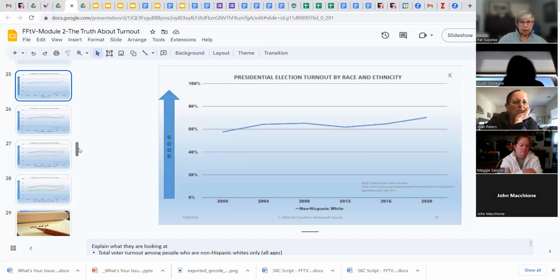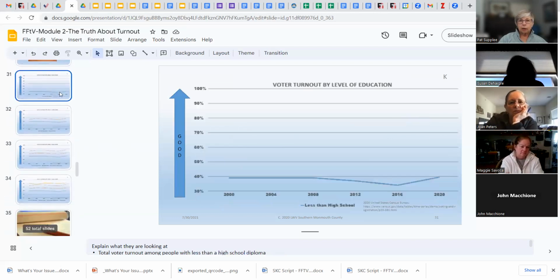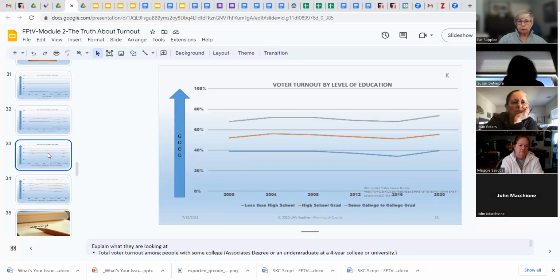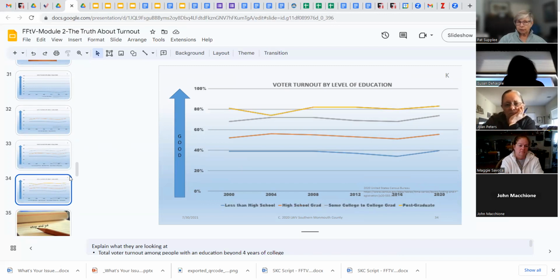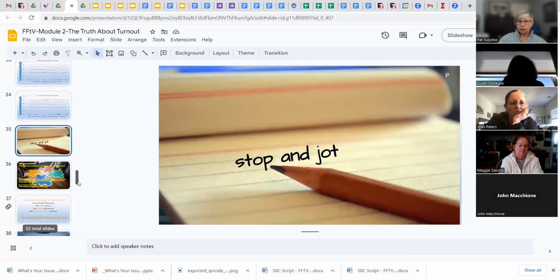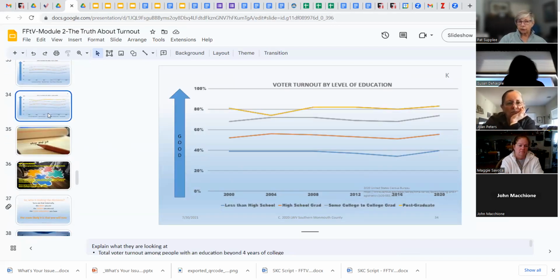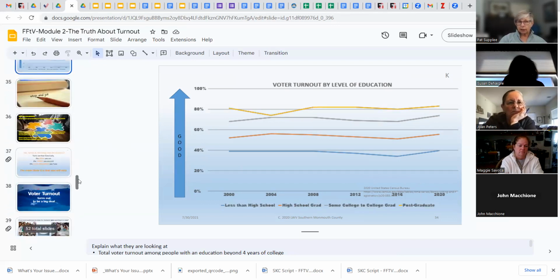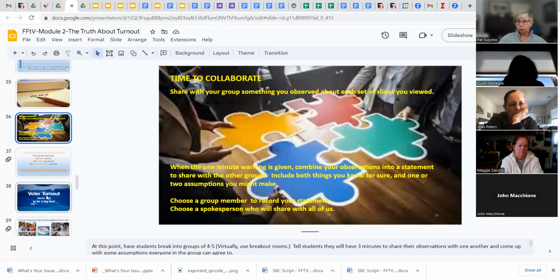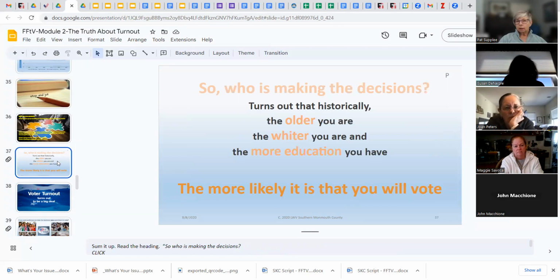So at any rate, this is the race and ethnicity, which you saw before, and then we do it by level of education: less than high school graduates, some college, and then graduate degrees. And again, we give them the time to stop and jot, go back and look at that so they can see it while they're analyzing it. And then we put them into small groups. Remotely, we put them into breakout rooms, but in the classroom, they just turn and talk to people near them.